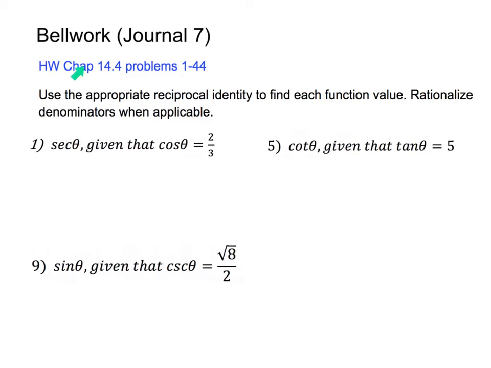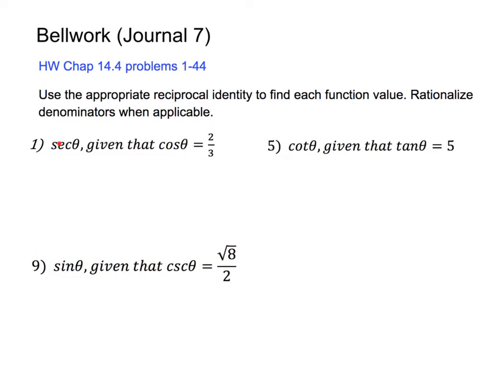Let me grab my mouse. So we're going to be looking at these homework problems from 14.4. I picked out 1, 5, and 9, and it's asking you to use the appropriate reciprocal identity to find each function's value and rationalize denominators when it's applicable. So what it's saying is, okay, it tells you the ratio for a given trig function, but this is the reciprocal, right? Secant's the reciprocal of sine.